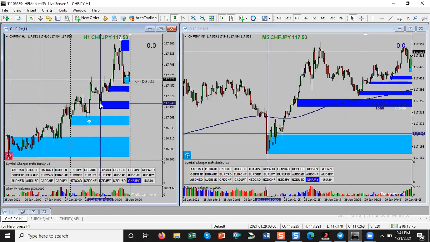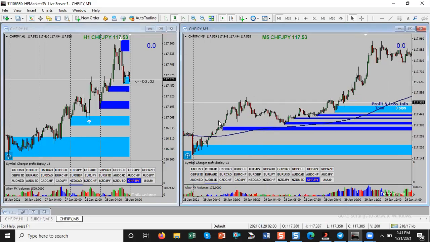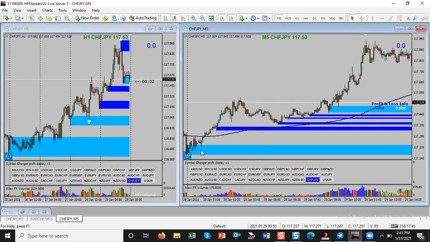This one. Yeah, exactly. Created, which is this one. So what are you waiting for? You are waiting for a new zone, not this one, a new zone, to be created. On the retest of it, you buy.